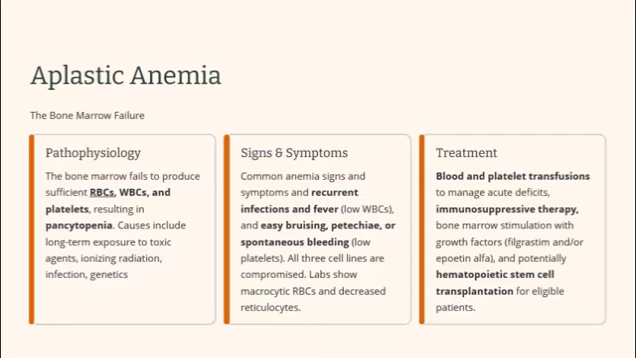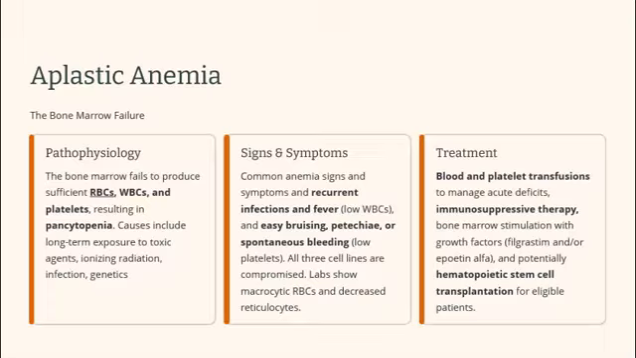Also, you may see bone marrow stimulation with growth factors, so that would be medications that actually stimulate the bone marrow to start producing the cells we need to see increased in the blood. Filgrastim is a medication used to stimulate white blood cell production in the bone marrow. The second medication here, epoetin alpha, is a medication used to stimulate red blood cell production in the bone marrow.